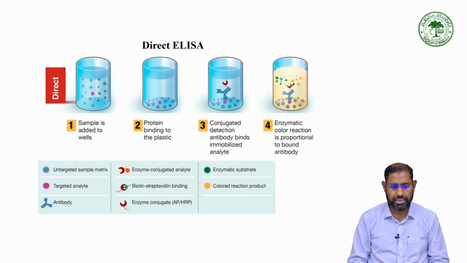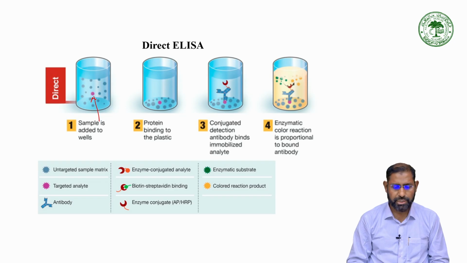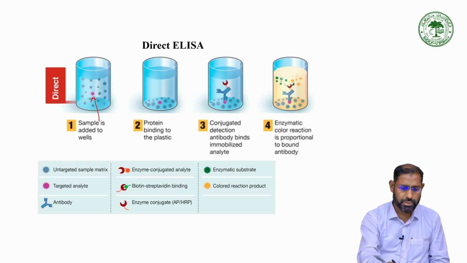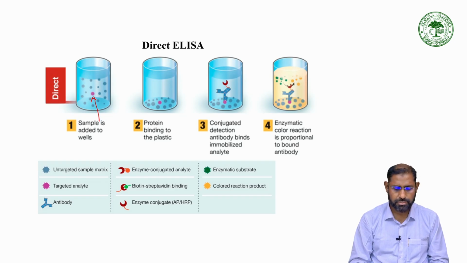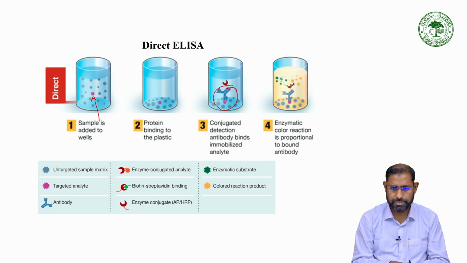See, this is a direct ELISA. The sample is added to the wells, and this is our target sample. The protein binds to the plastic of the wells. Now we add the conjugated detection antibody, which binds to the immobilized analyte.